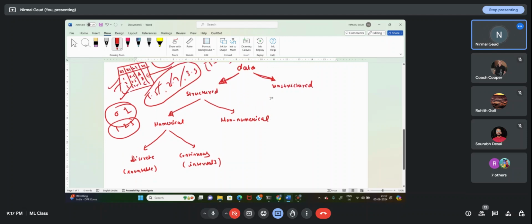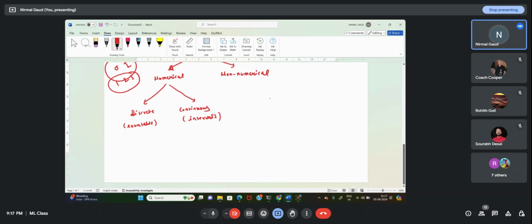All right, so structured data is divided into numerical and non-numerical. Numerical means discrete and continuous. Discrete means countable, continuous means non-countable. Analysis of discrete is different, and analysis of continuous is different. We make different plots for them to analyze this data, which I will let you know ahead. We perform different activities over this data.